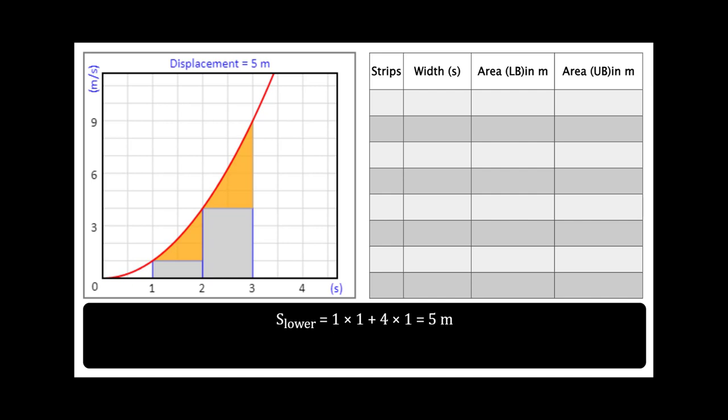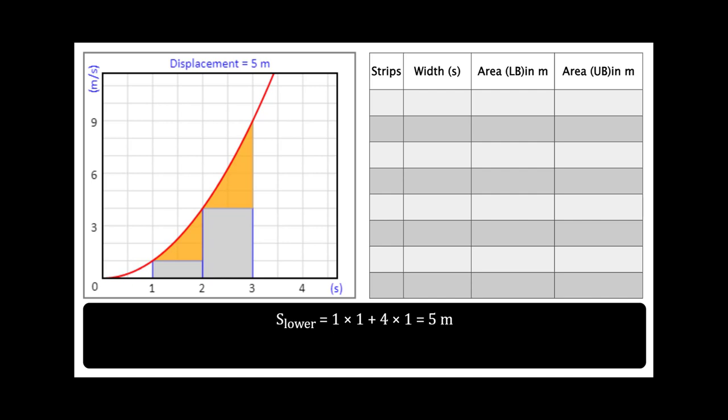If the velocity at the beginning of the first interval is seen as the velocity for the entire interval, this will give us displacement equals 1 meter per second into 1 second, which equals 1 meter. For the second interval, the corresponding values are 4 meters per second and 1 second, and the displacement is 4 meters. So the displacement for the duration of 2 seconds is 5 meters. This calculation is shown in the bottom area.